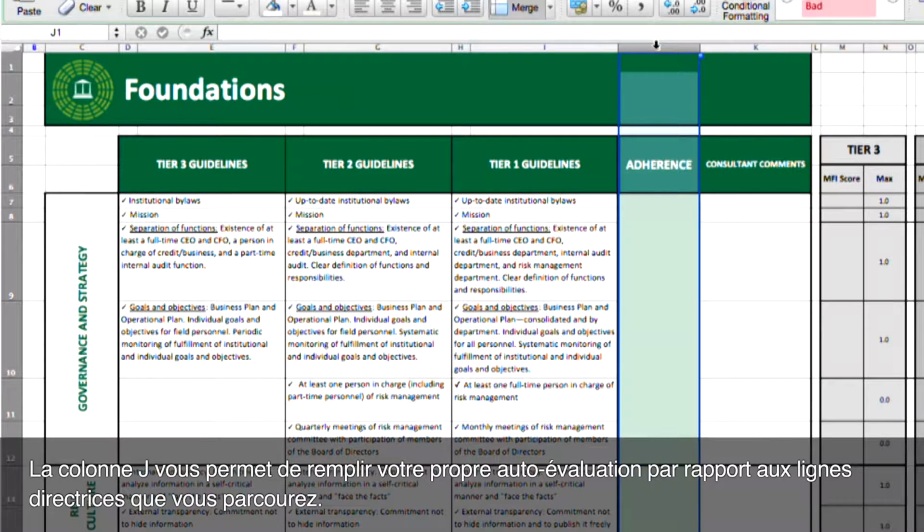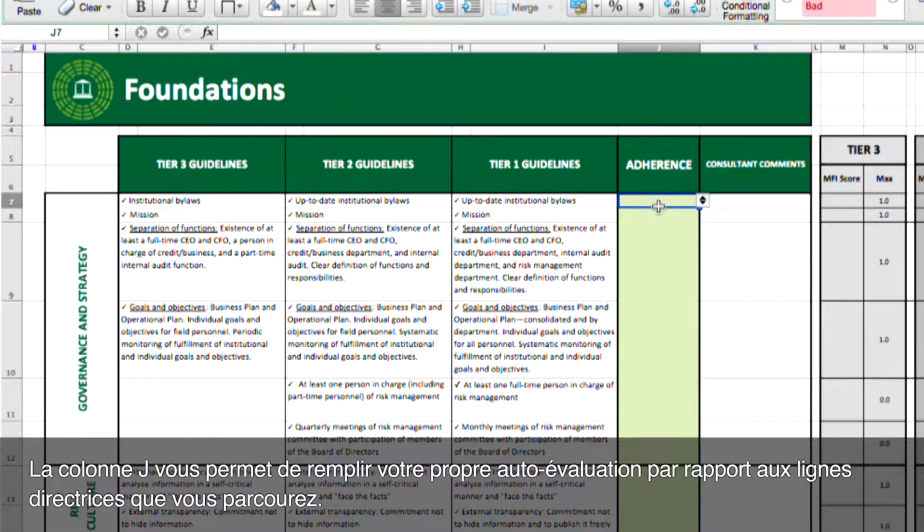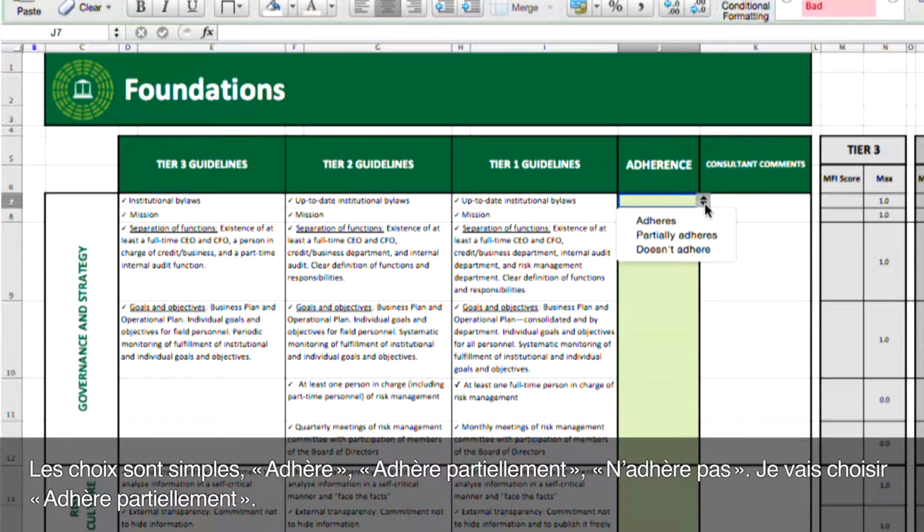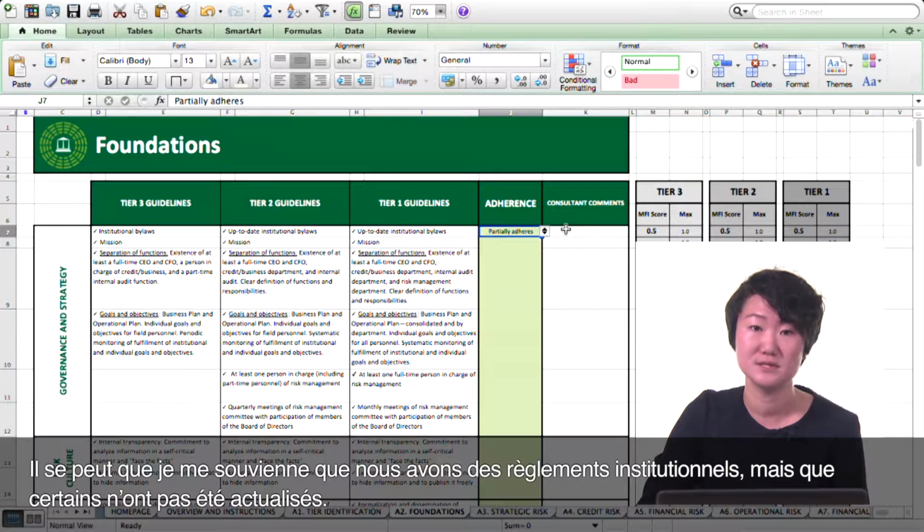Column J is where you fill out your own self-assessment against the guidelines that you are running through. So for instance, for a Tier 2 institution, I'd be reading "up-to-date institutional bylaws." For this row, I would click here for the assessment to get a drop-down menu. The choices are simple: adheres, partially adheres, does not adhere. I'm going to choose partially adheres. Perhaps I'm remembering that we do have institutional bylaws, but they have not yet been updated.